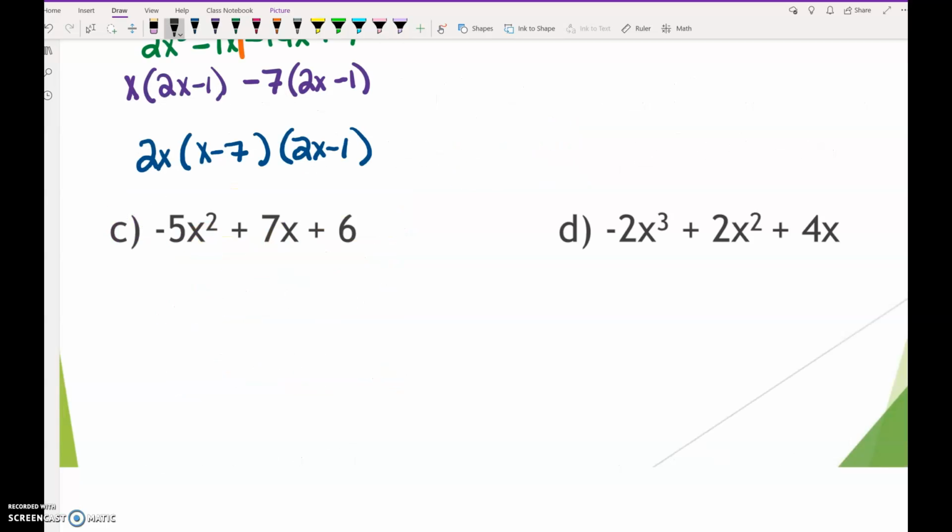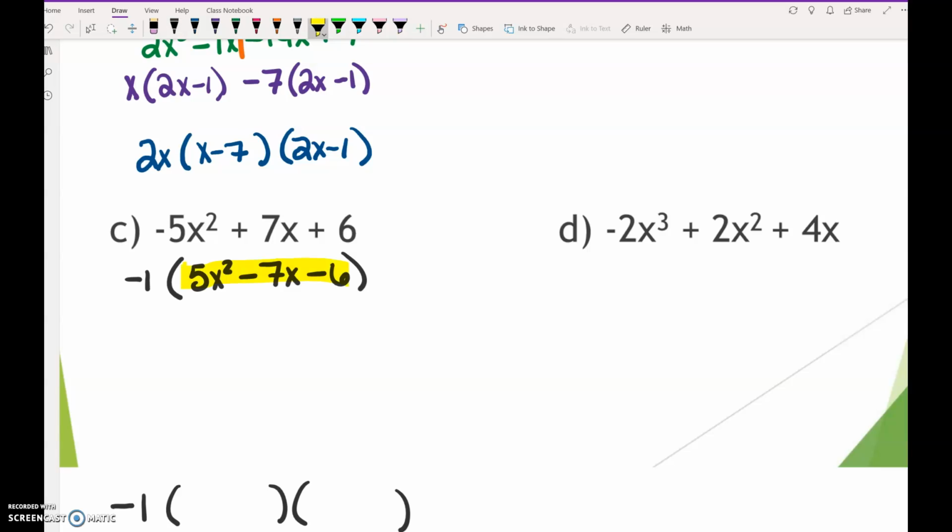Okay, I do want to mention C and D in this example. Do you see anything wrong with example C? There's a negative in front. You really do not want that term to be negative. It makes everything difficult. So while these 3 terms don't really have anything in common, because of that negative, you want to start by factoring out a negative 1. That'll make this positive 5x squared minus 7x minus 6. So your answer for this one is going to be negative 1 parentheses parentheses.